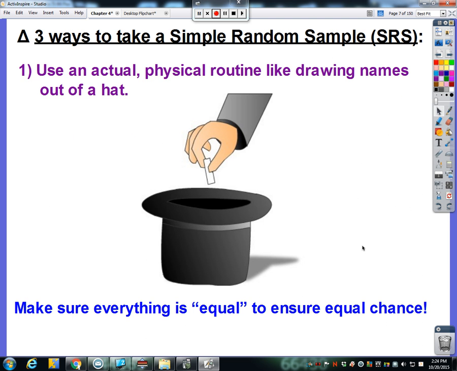All right, 3 ways you can take a simple random sample. We can use an actual physical model, like, say, drawing names out of a hat. Now, what we'd want to ensure is that every person's name is on equal sized pieces of paper, and if you're going to fold them, you fold them all the same way so that each piece of paper would really look and feel like every other piece of paper. All right, so this is a very physical routine here, drawing names out of a hat.